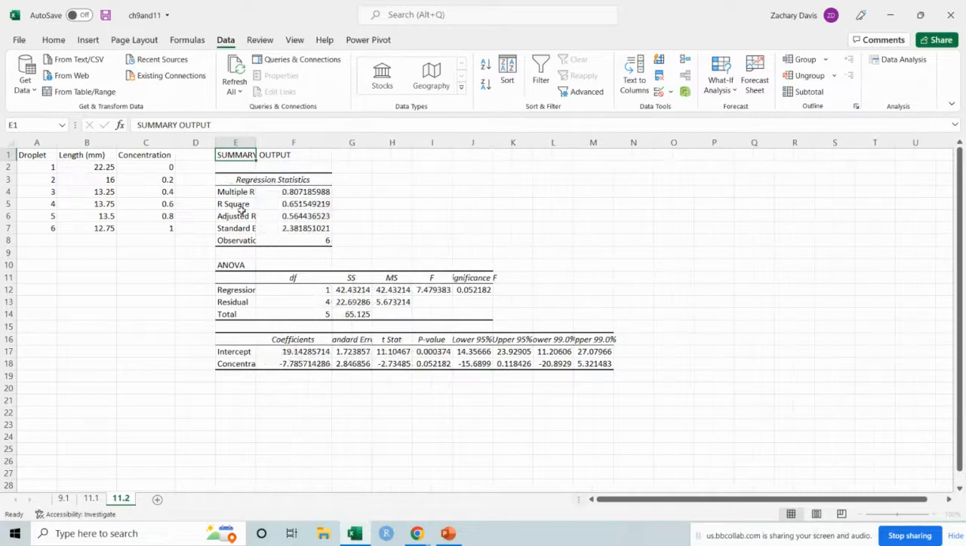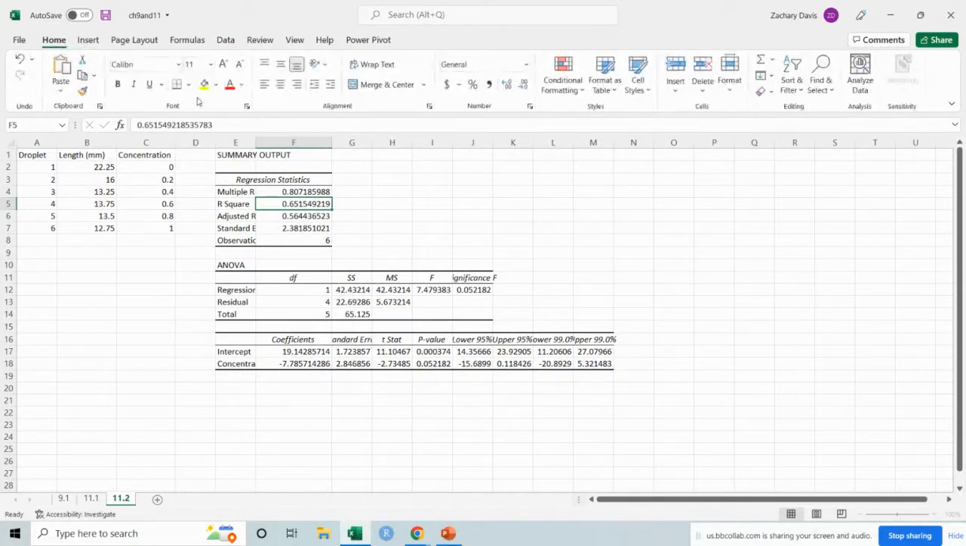We're interested in, since this is simple regression, first the R squared. So 65% of the variance is explained by our model.